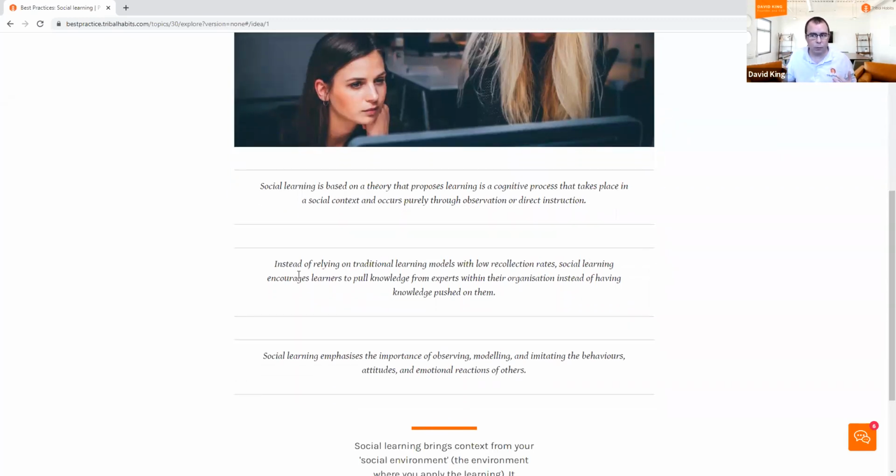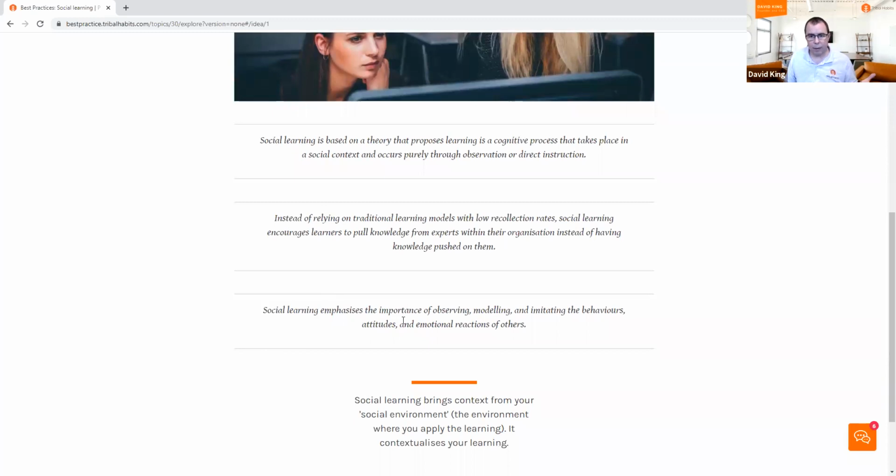Another definition is that social learning, instead of relying on traditional learning modules with low recollection rates, encourages learners to pull knowledge from experts within their organization instead of having knowledge pushed on them. So again, it's talking about the environment the learning is occurring in. And this is a little bit more about seeking out the knowledge, observing it, watching it from other people in that environment who operate in that environment, as opposed to being in a more formal classroom structure outside of the environment where the learning occurs.